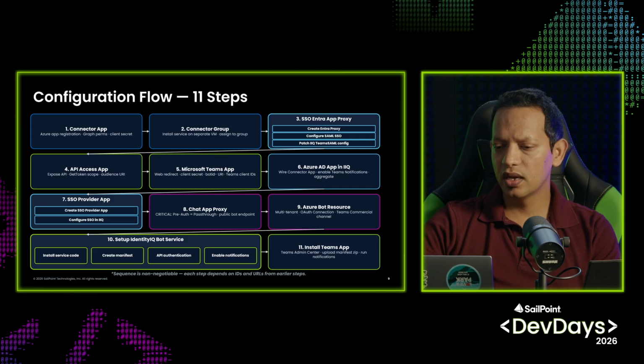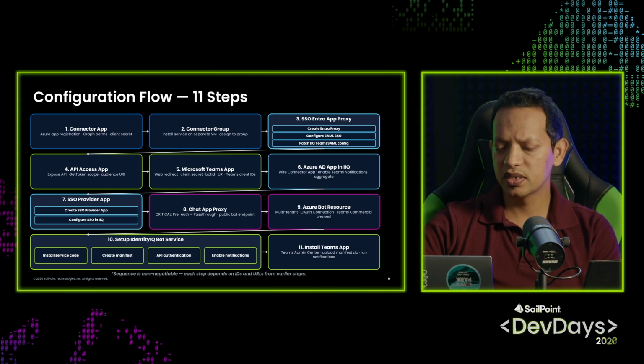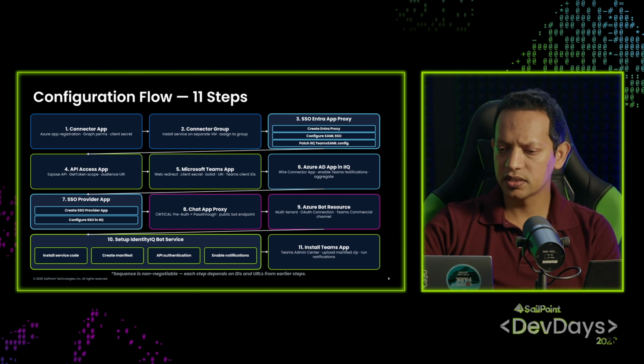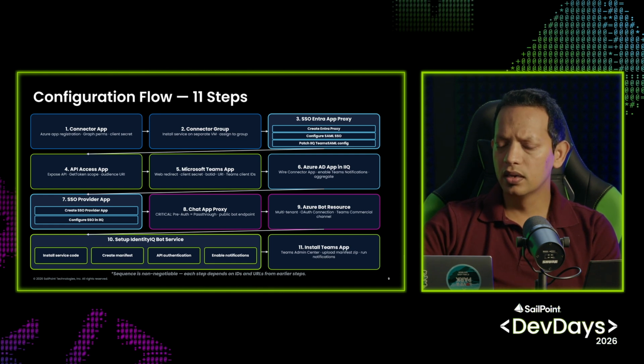Now within this Azure AD app, there are a few more settings where you enable Microsoft Teams notification. You specify the bot URL. You specify the Teams application ID, and there are a few more parameters that you specify in this Azure AD app that are critical for this integration. And there's another piece of configuration in the Azure AD application, which is the proxy server IPs.